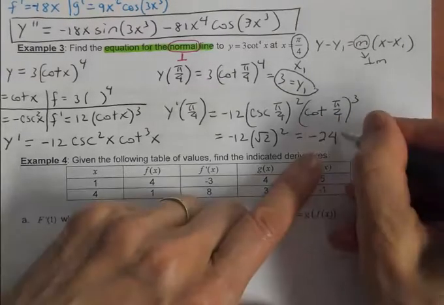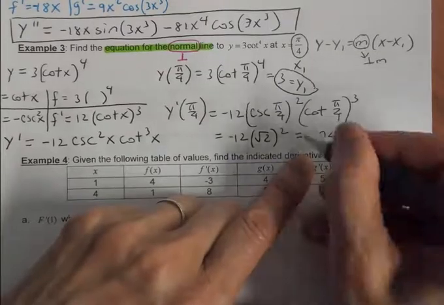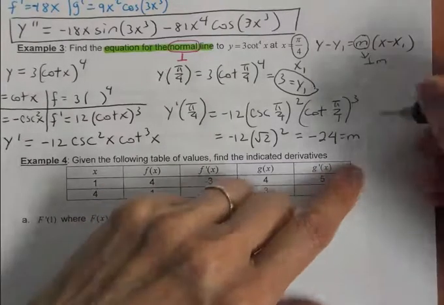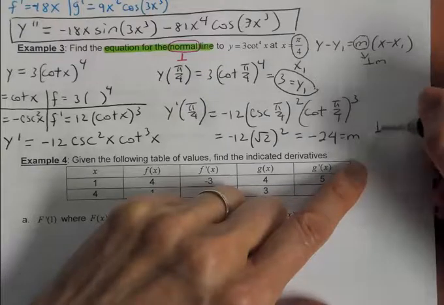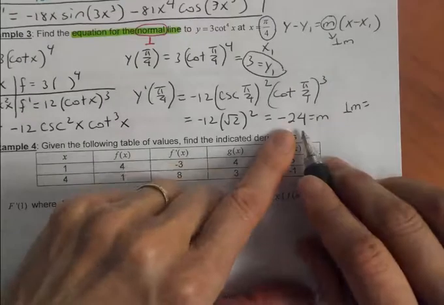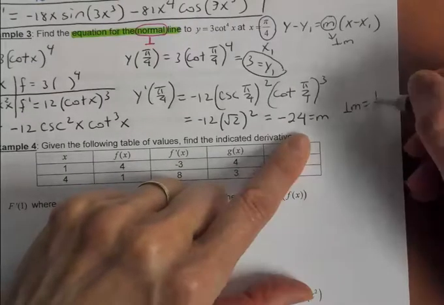But that's not what we want. So this is the tangent slope, but we want what? We want the perpendicular slope. So what is the negative reciprocal of negative 24? Yep, 1 over 24.